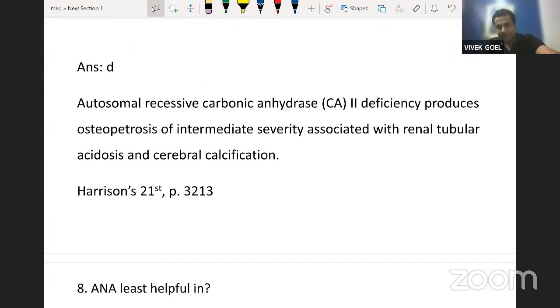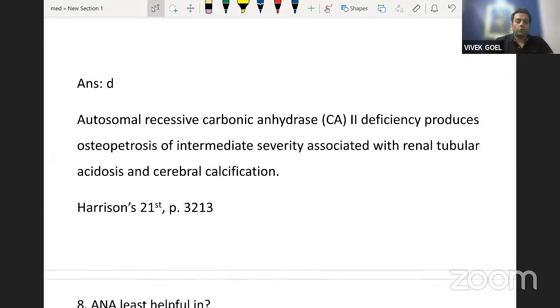This is again the reference quoted from Harrison's. It's an autosomal recessive disease that causes osteopetrosis of the intermediate variety with RTA, which is RTA type 3, and cerebral calcification. So the answer is carbonic anhydrase type 2 deficiency. I hope I'm clear to all of you. Okay.